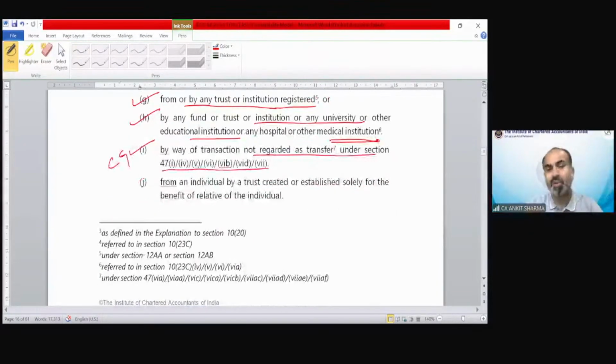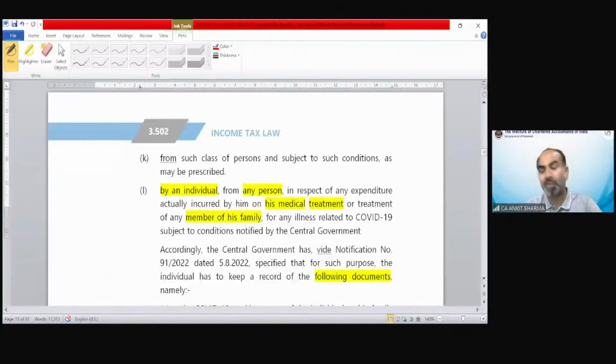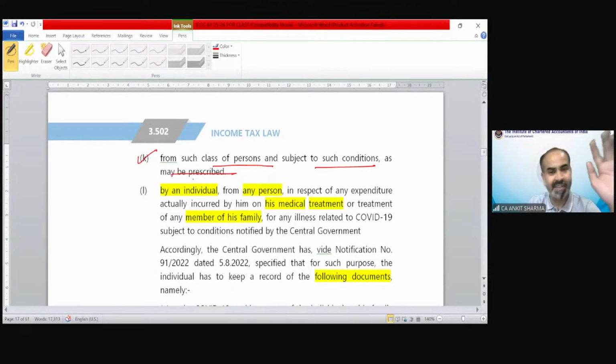From an individual by a trust created or established solely for the benefit of a relative of the individual. So if you receive a gift from these persons and other classes of persons, subject to such conditions as may be prescribed, so from a relative, at the time of marriage, at the time of will, contemplation of death, from some specified trust, etc., if you receive, those gifts are exempted.